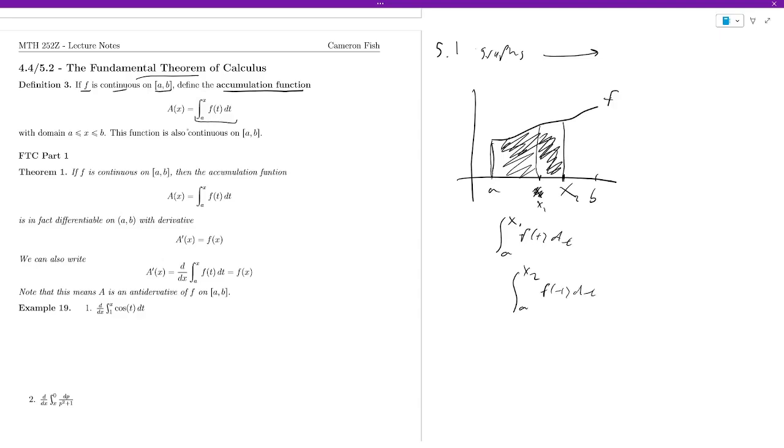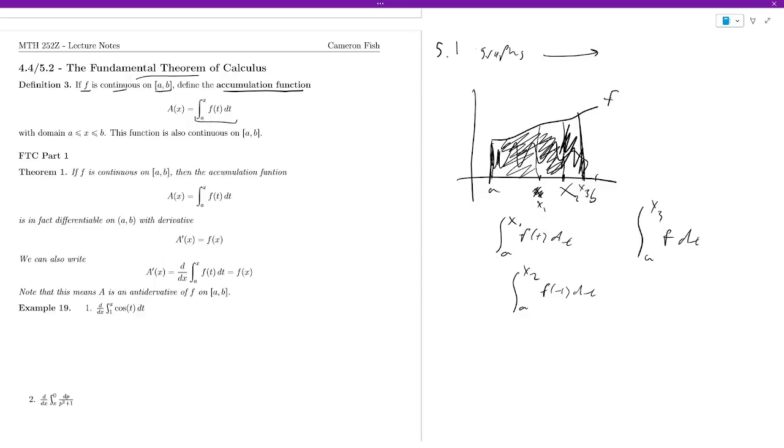I could imagine picking even more x values. Maybe here's x3, and that would be the integral from a up to x3 of my function dt, integrating again from a all the way up to x3. So I can integrate more and more to the right, all coming from a. I can go from a to some point, a to another point, a to another point, and get more and more area. The more to the right I'm going, the more area I'm accumulating under the function. So that idea is going to be called an accumulation function.